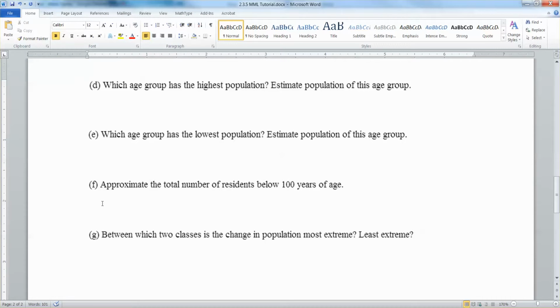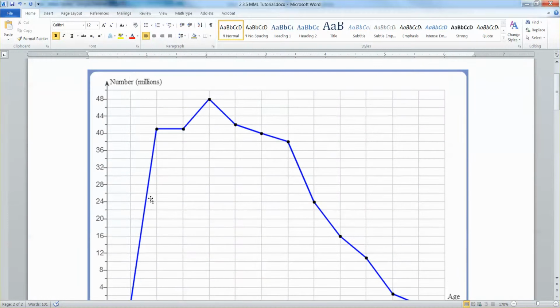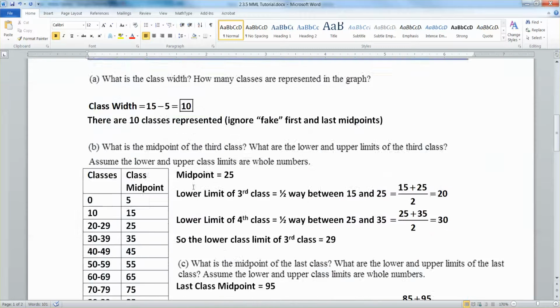F, on the other hand, we want to estimate the total number of residents. That word total, that's kind of a big deal. So that means that what we want to do is add up all the numbers. So you're going to need to know how high these dots are, well, at least guess them. So for example, this first dot seems to be about at 41, because if this hash mark is 40 and this is 44, then halfway between them is 42, and that dot appears to be 41.